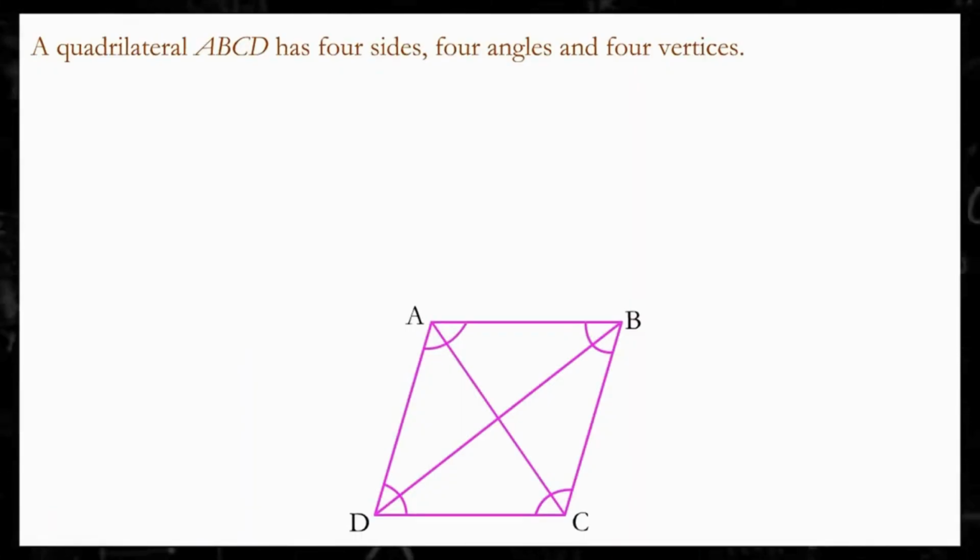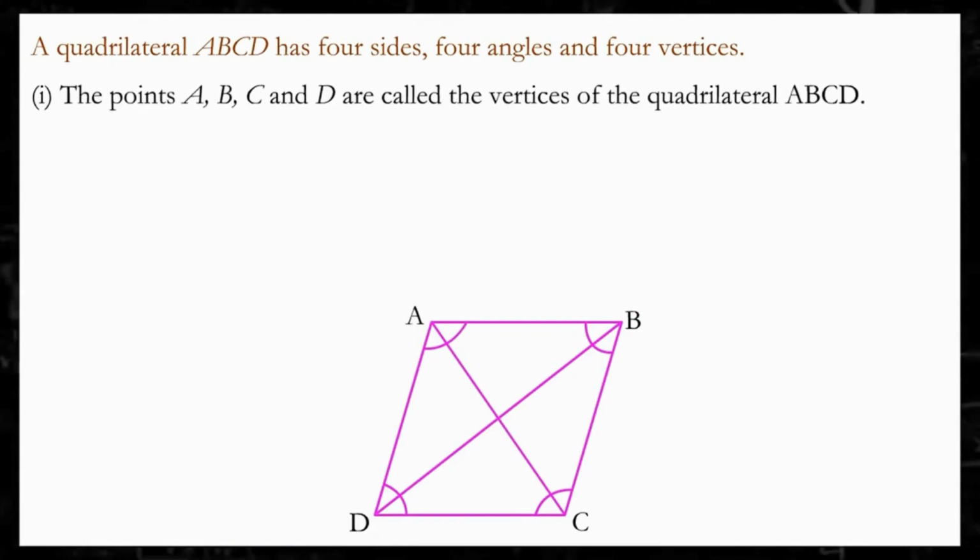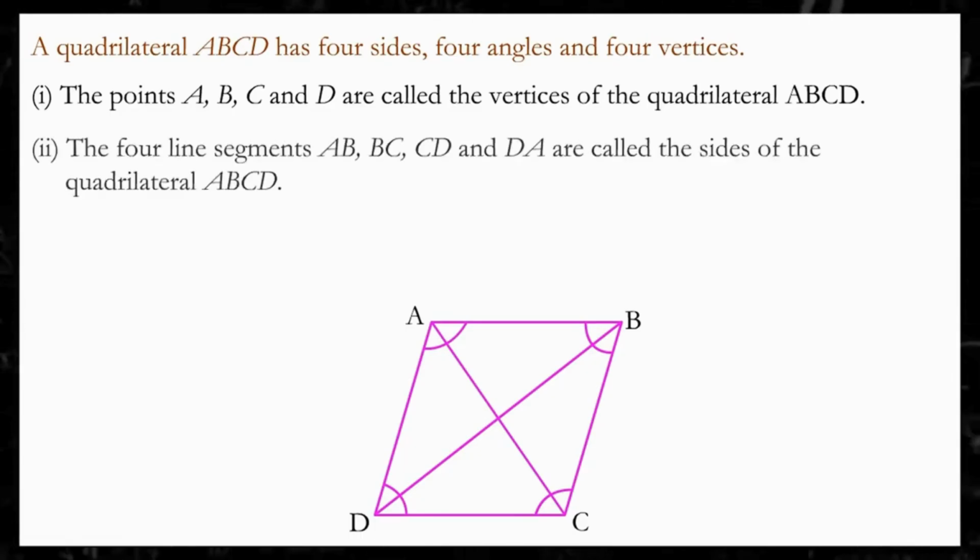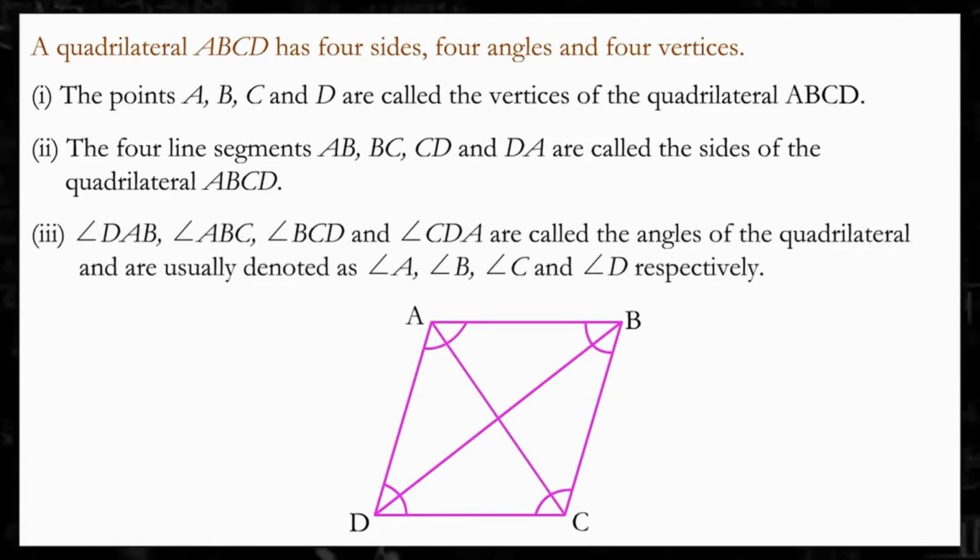Quadrilaterals. A quadrilateral ABCD has 4 sides, 4 angles and 4 vertices. The points A, B, C and D are called the vertices of the quadrilateral ABCD. The 4 line segments AB, BC, CD and DA are called the sides of the quadrilateral ABCD. Angle DAB, angle ABC, angle BCD and angle CDA are called the angles of the quadrilateral and are usually denoted as angle A, angle B, angle C and angle D respectively.